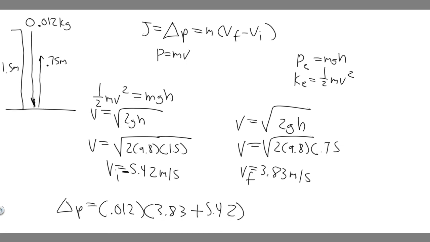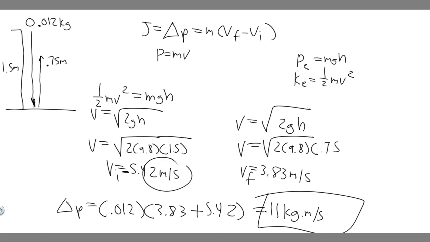So you're going to have 0.012 multiplied by 3.83 plus 5.42. If you do that, you get 0.111, which I'm just going to round to 0.11, and the units are kilogram meters per second, because we're using meters per second and kilograms and multiplying them. So 0.11 kilogram meters per second. This right here is going to be your answer, and hopefully you found this useful.